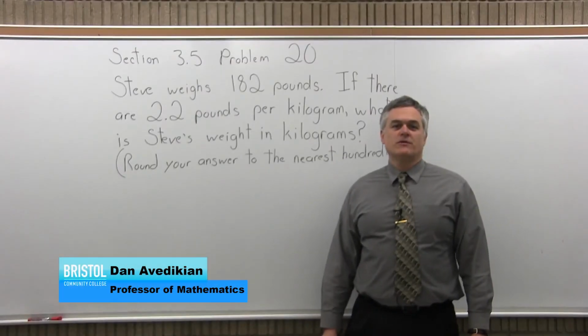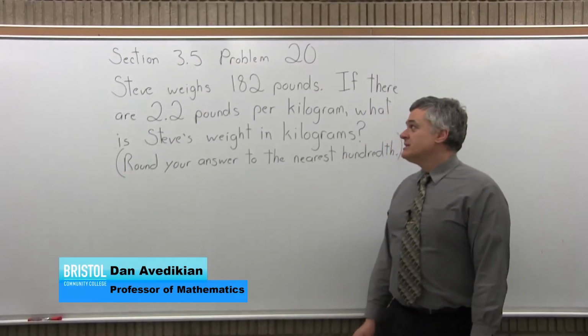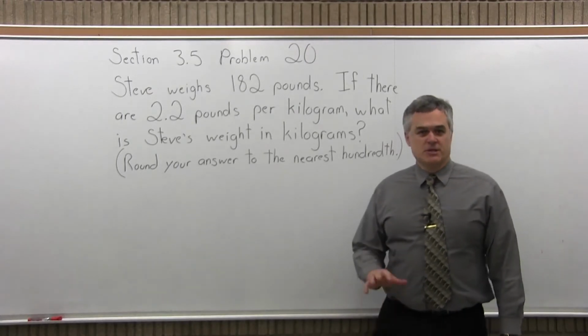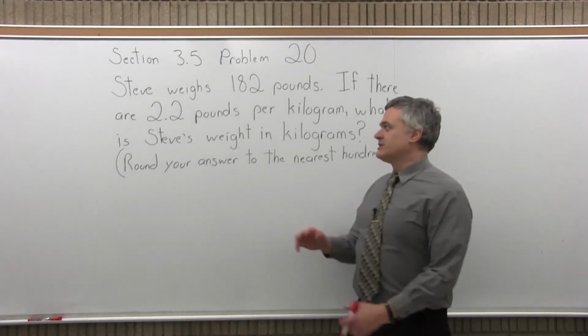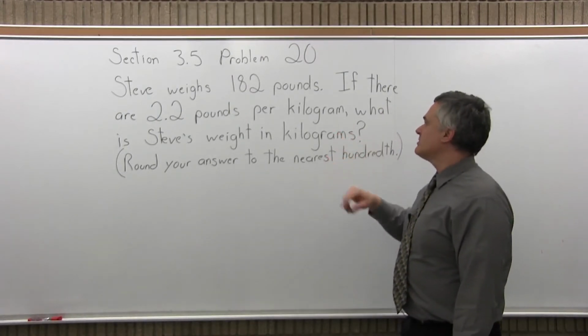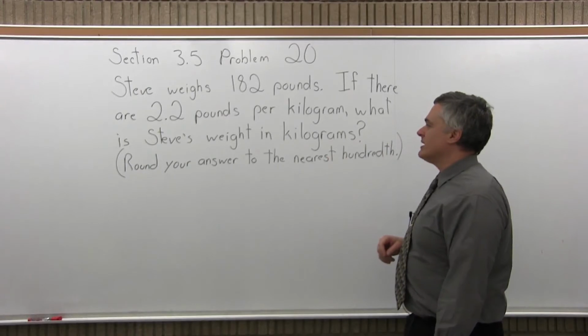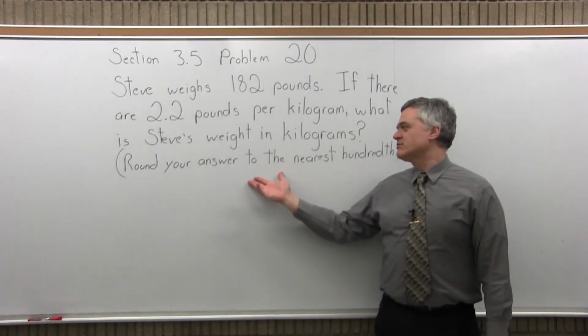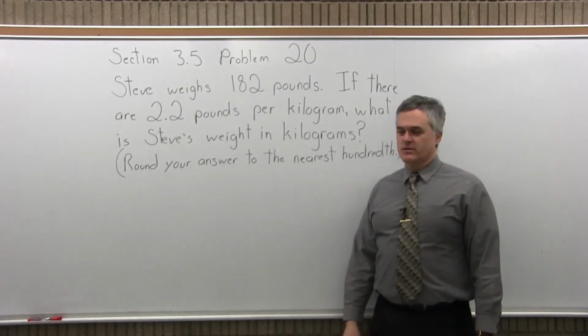This is Section 3.5, Problem 20. It says Steve weighs 182 pounds. So this would be the same Steve as in the previous problem that was 70 inches tall. So he weighs 182 pounds. If there are 2.2 pounds per kilogram, what is Steve's weight in kilograms? And like the previous question, it says round your answer to the nearest hundredth.